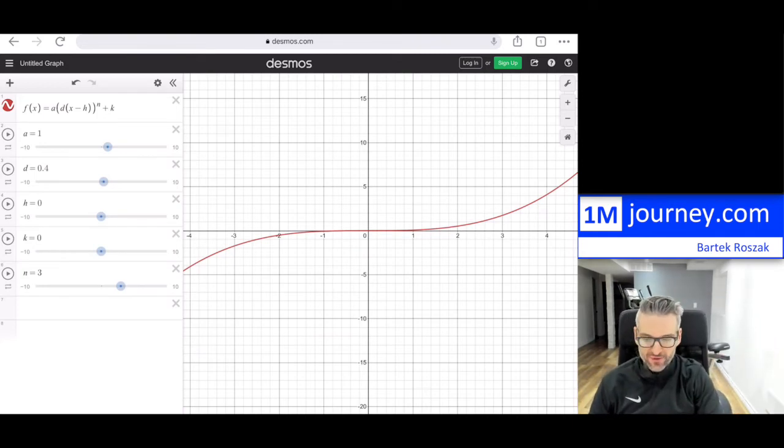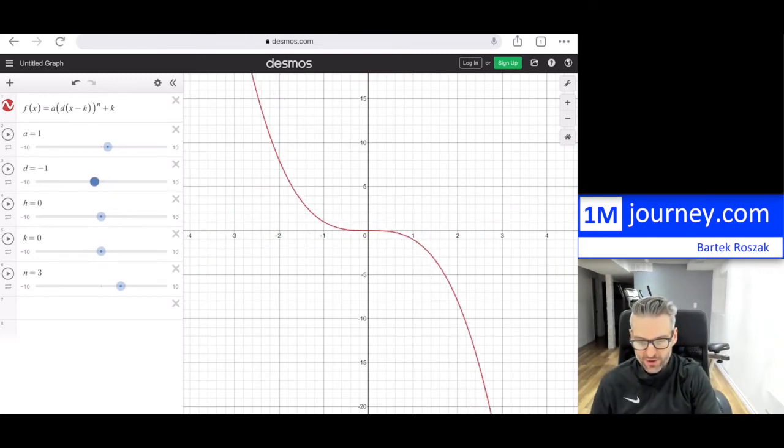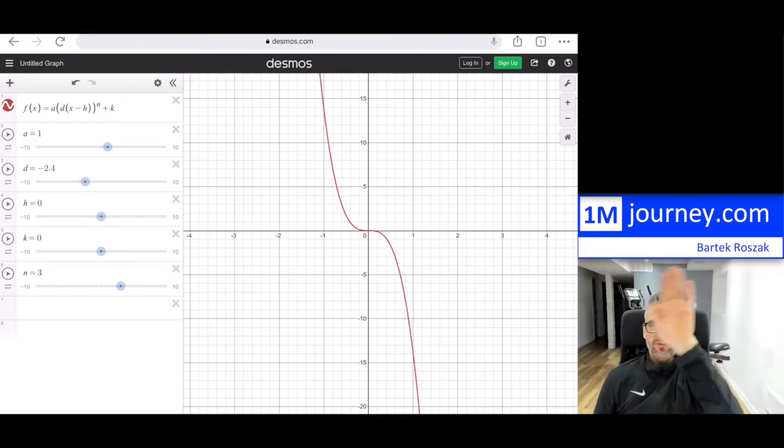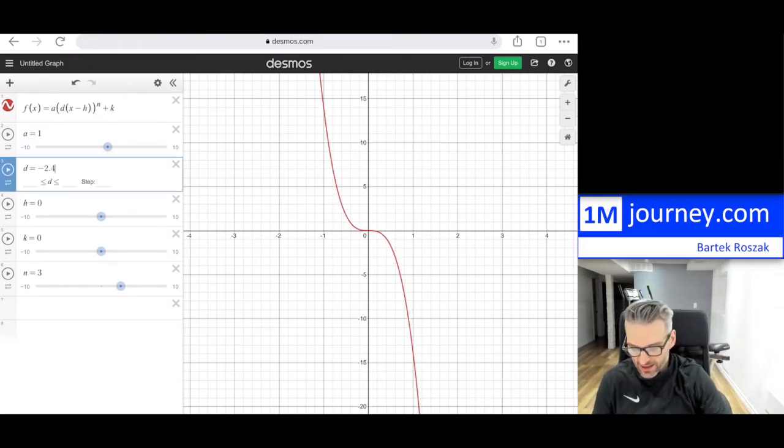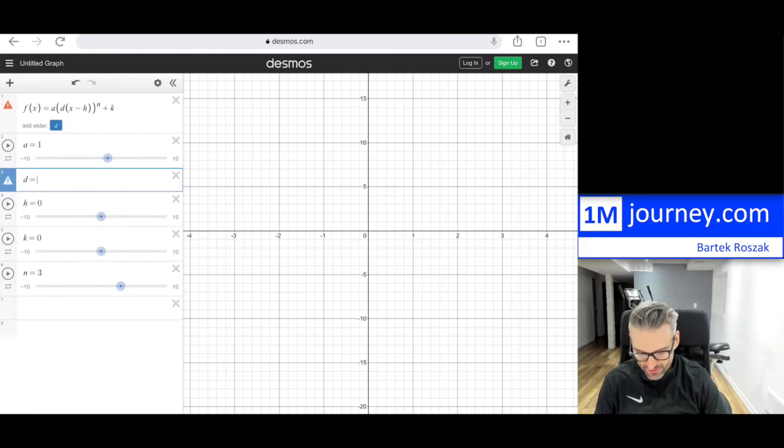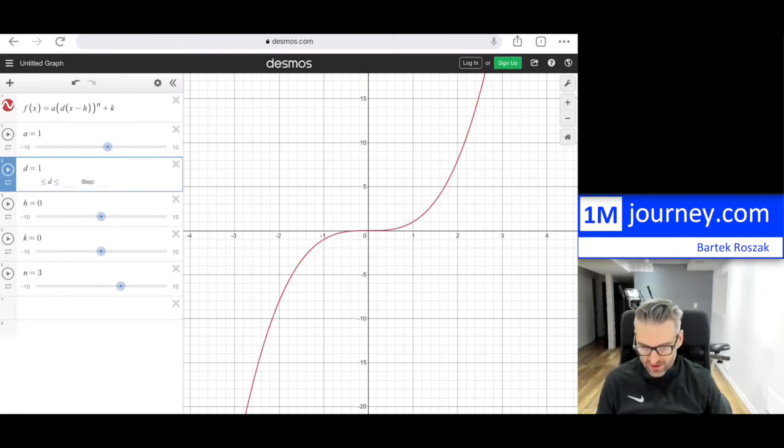If it's negative, then what we're going to be seeing is a reflection in the y. So then it just flips over in the y. So it flips this way. So that's my d. So that's nothing new for us. So let me set this to 1.